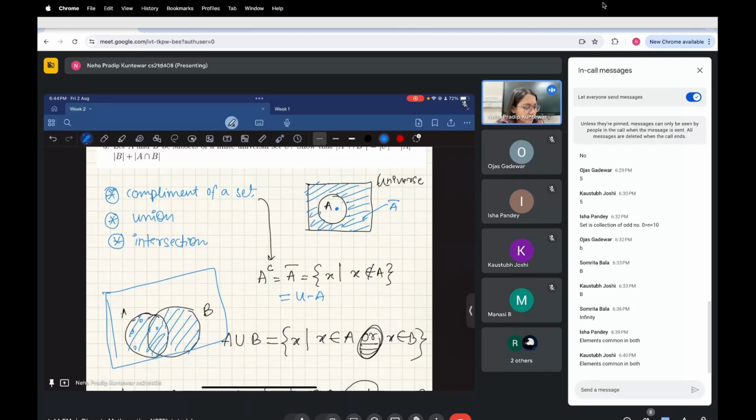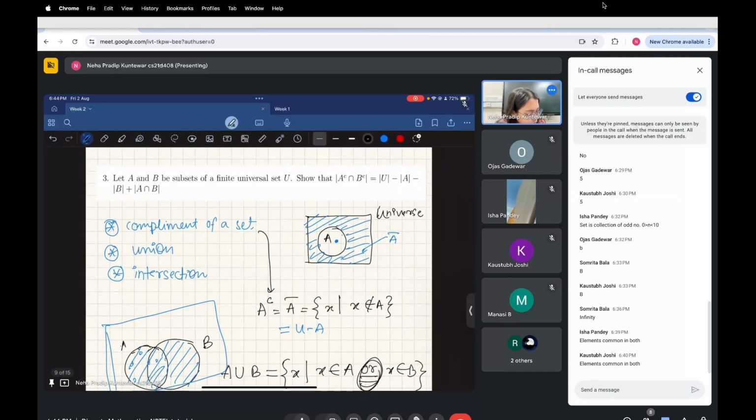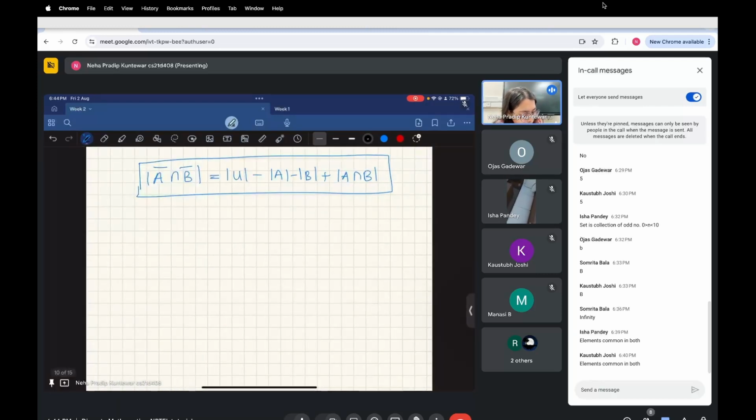These diagrams that we drew just now are called Venn diagrams. They are named after the person who came up with the representation. So let's try to understand how we represent A complement intersection B complement in terms of a diagram.